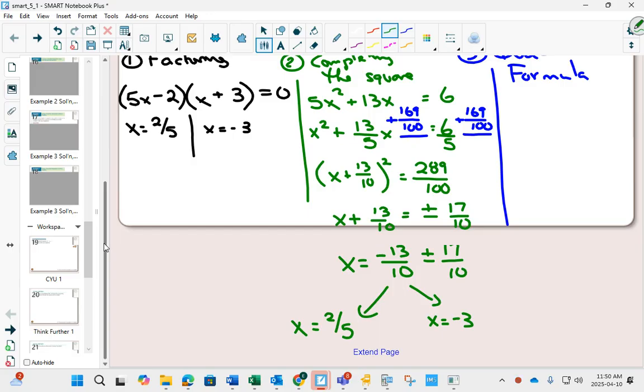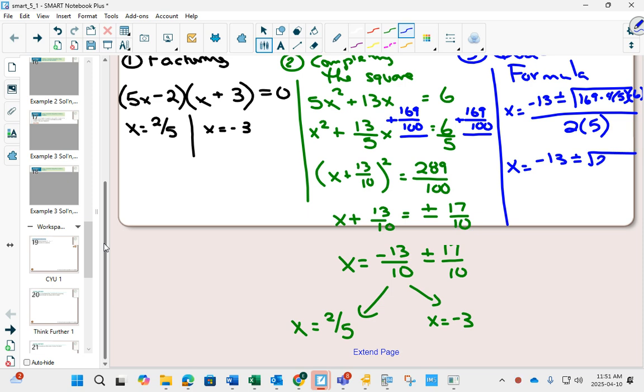And we get the same answers from factoring, but I think observing, you're like, ooh, I wish I was good at factoring because that looks a lot easier. And then the quadratic formula method, that's just plugging things in. So you go x equals -b, which is -13, plus or minus b squared is 169 minus 4, a is 5, and c was -6, all over 2 times a. Add those all together, you get 289 over 10.